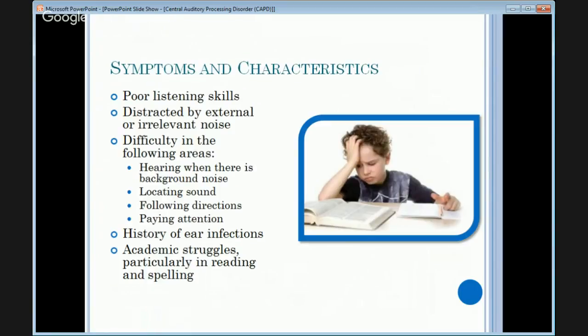There are many symptoms and characteristics of CAPD, including poor listening skills, being distracted by external or irrelevant noise, difficulty hearing when there's background noise, difficulty locating sound, following directions, and paying attention in school. Students may have a history of ear infections, but they don't always have that history. And it can include academic struggles, particularly in reading and spelling, because students have a problem identifying the different sounds of the letters and the words, which leads to their difficulty spelling.